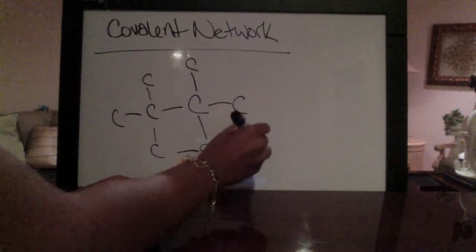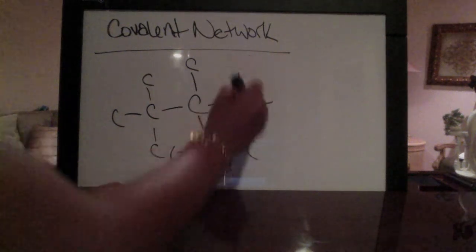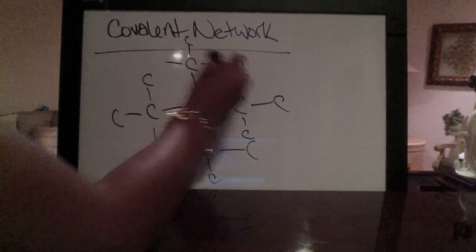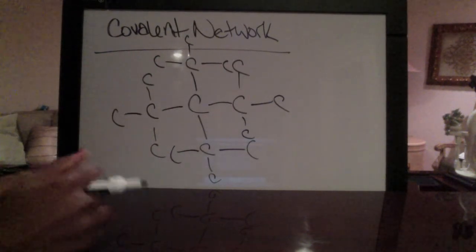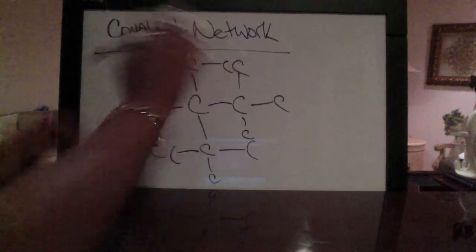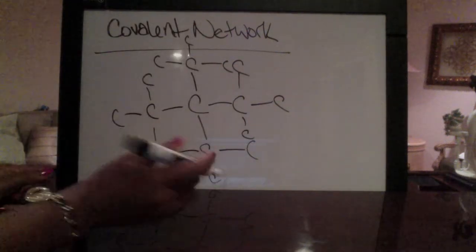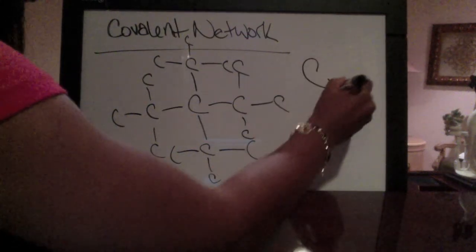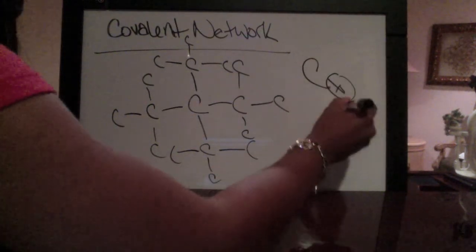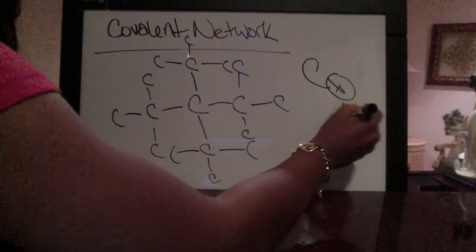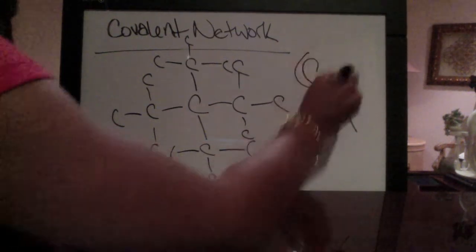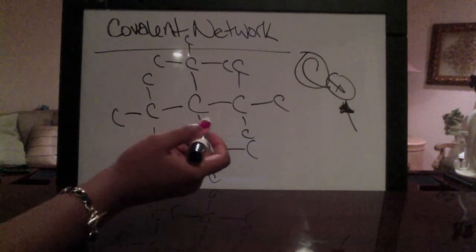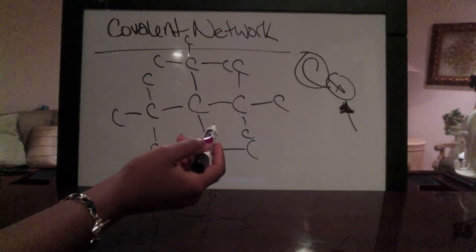1, 2, 3. So that is the structure of a diamond, and it just keeps going. The formula for a diamond is Cx, and this x in the subscript means that this extends indefinitely. So this right here is actually the strongest of all molecular bonds.